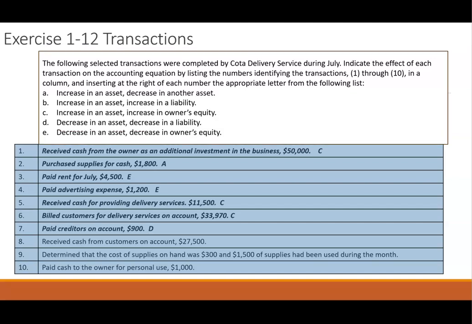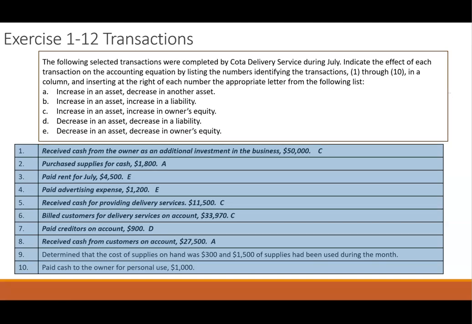Seven, we paid creditors on account. When we pay creditors, we're reducing our cash, we're using cash, so it decreases our asset, and this decreases our liability, which is D.